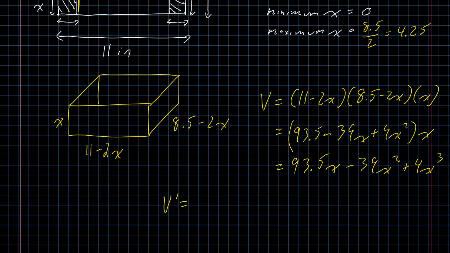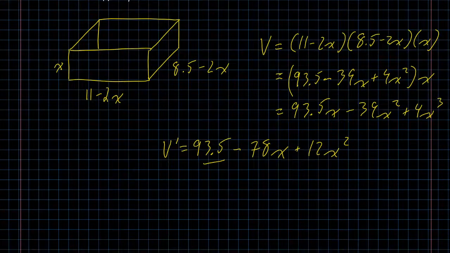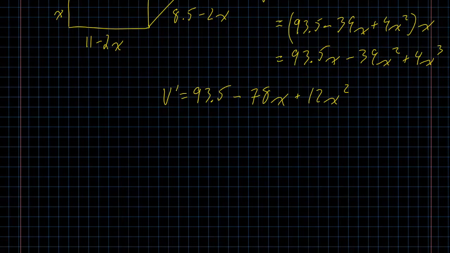So differentiating here, the derivative of 93.5x is 93.5. The derivative of 39x squared is going to be 78x. The derivative of 4x cubed is going to be 12x squared. And because I've got a decimal number floating about in here, I'm not even going to bother trying to factor. I'm going to jump straight into the quadratic formula.